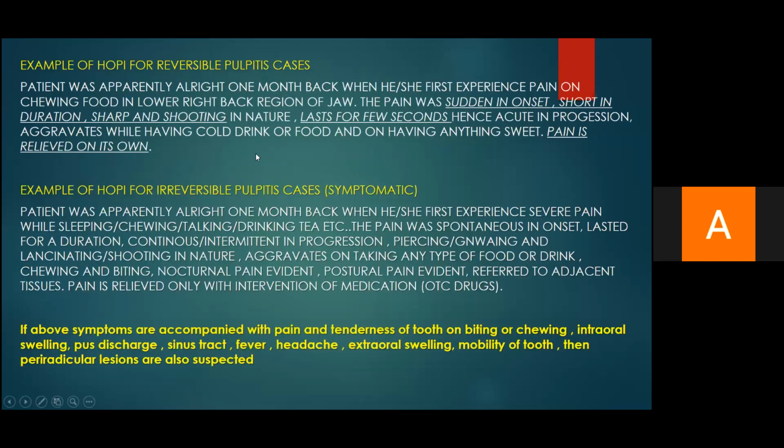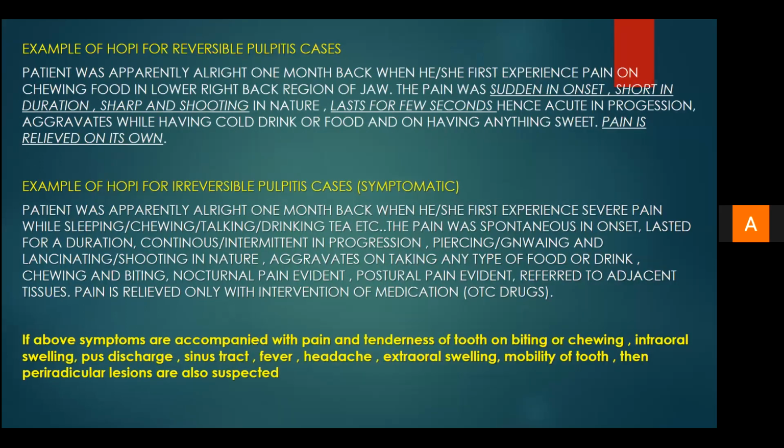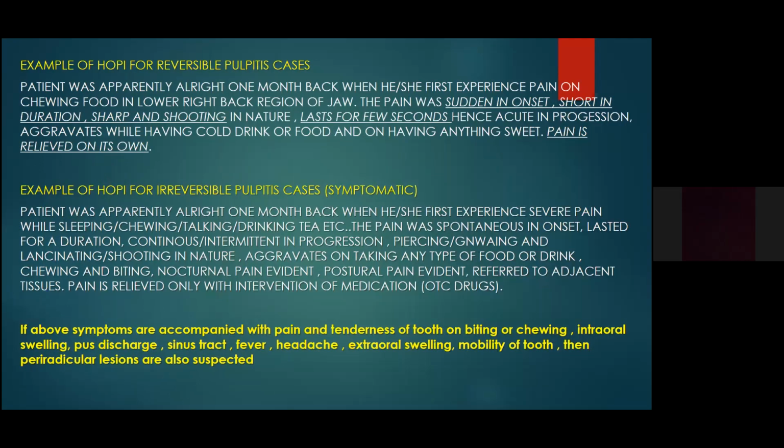Now these are the examples which I have made. This is the part where all the teachers ask you most of the questions, and until this part is correct and approved, your case history won't be approved at all. So here are short examples for the history of presenting illness for reversible pulpitis and irreversible pulpitis cases. You can take a screenshot of this for your future journal writing.